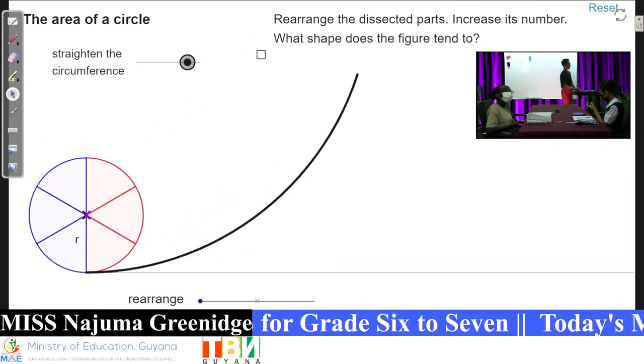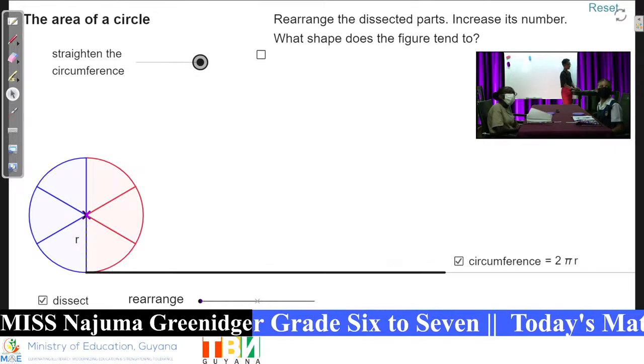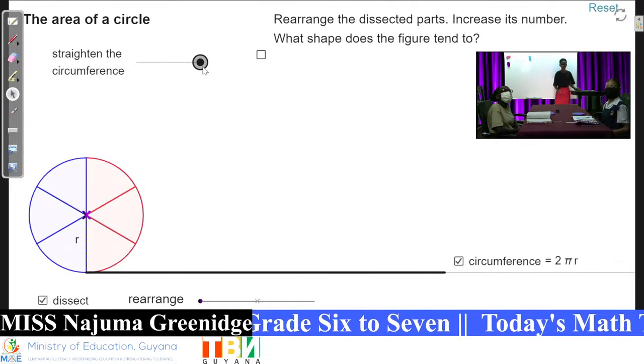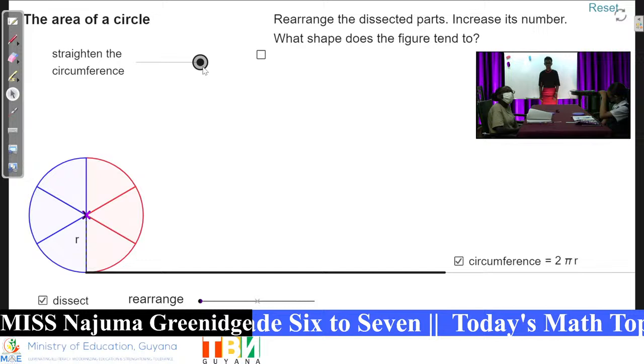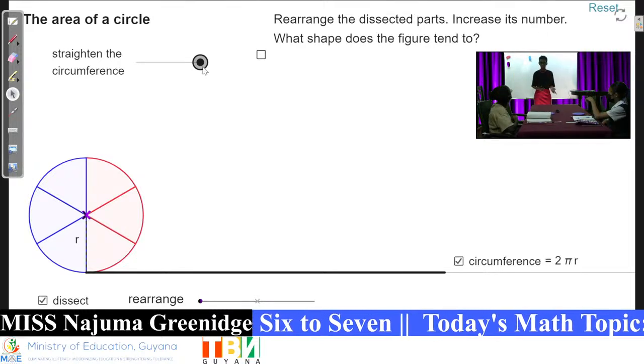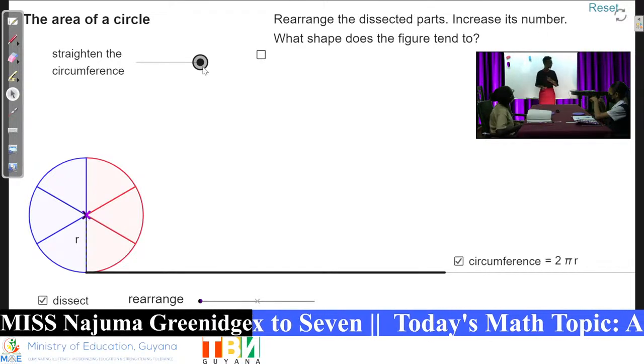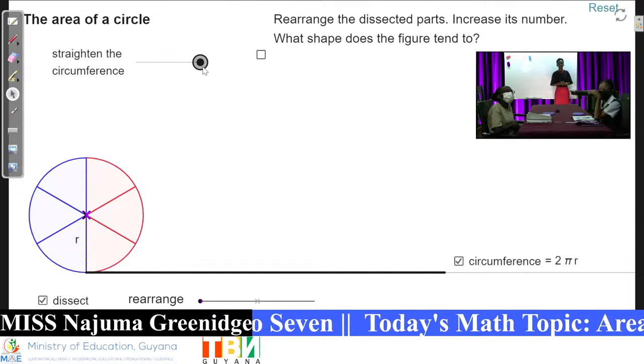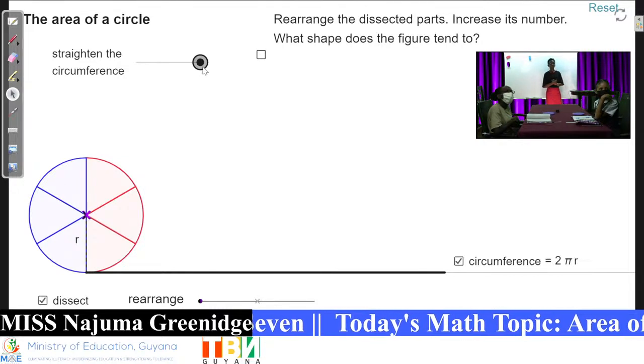So we're peeling that off. So you see the length of the circumference, right? And we know the circumference is equal to 2 pi r. We know that for a fact because we established that the last time. Right? Good.